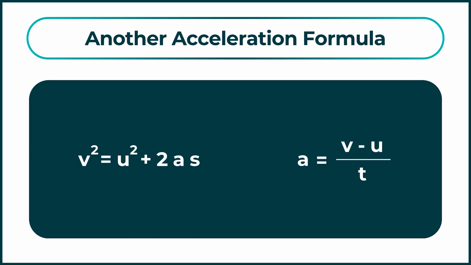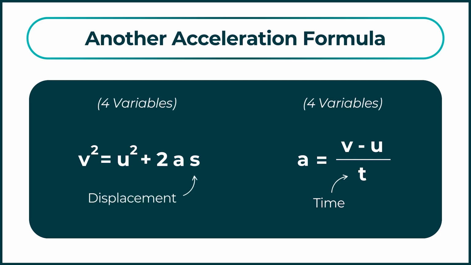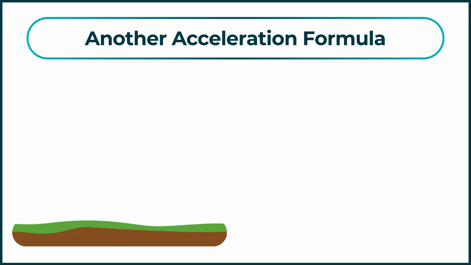Alright, there is another useful formula to calculate acceleration: v squared equals u squared plus 2as. While the previous acceleration formula used time, this equation uses displacement instead. Each formula contains 4 variables, making them useful in different scenarios. Let's look at an example.